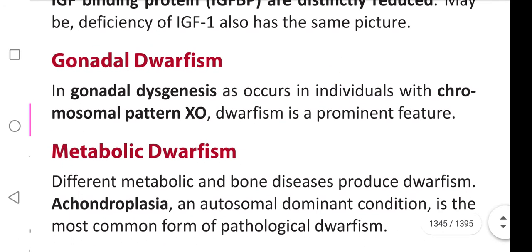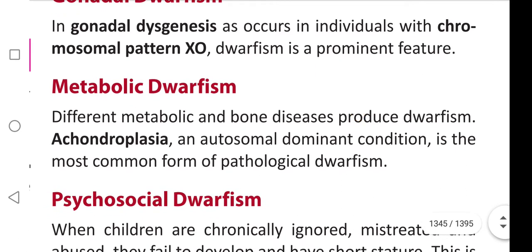Coming to gonadal dwarfism. In gonadal dysgenesis, as occurs in individuals with chromosomal pattern XO, dwarfism is a prominent feature. In the XO chromosomal pattern, dwarfism is a prominent feature.